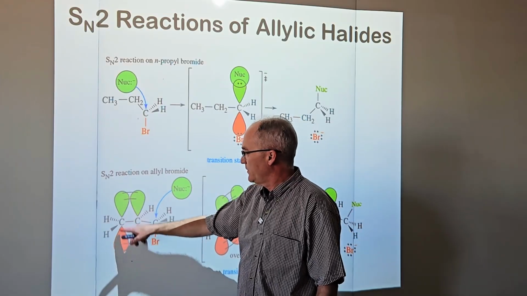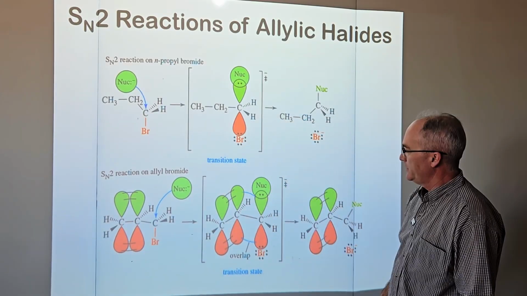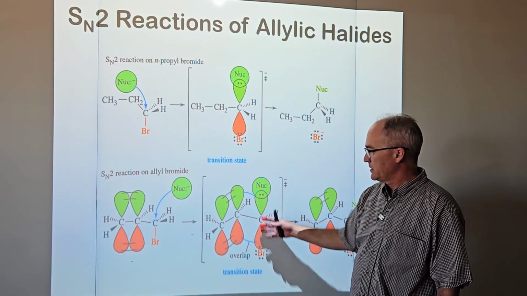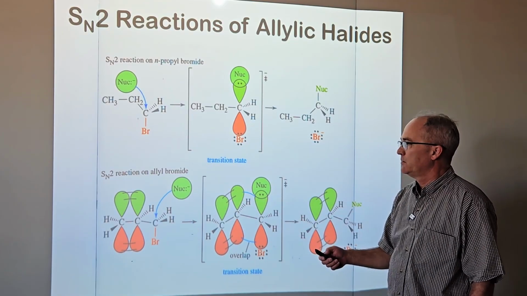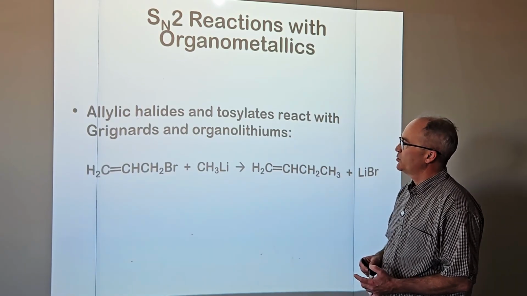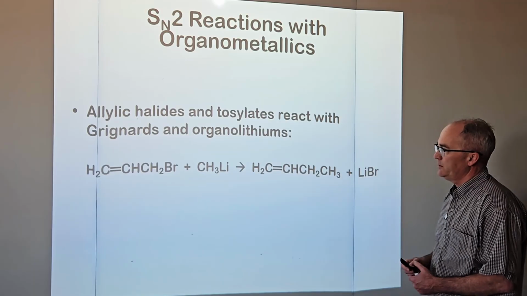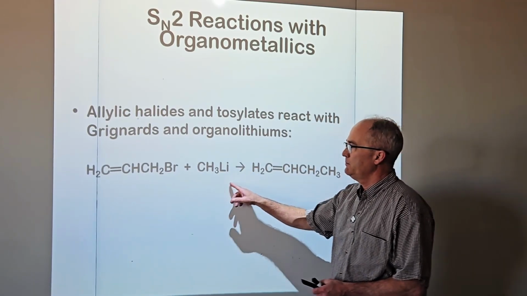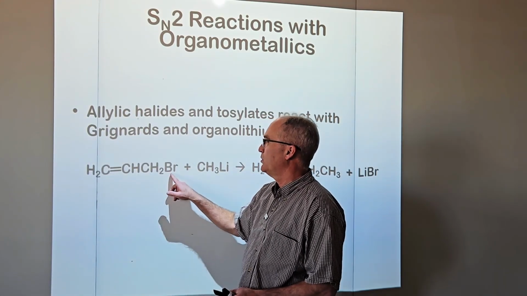Now here we have the double bond, and in the transition state, we get this nice overlap. So an allyl bromide reacts quicker. Allylic halides and tosylates react with Grignards and organolithiums. Here's an organolithium. Here's straight up allyl bromide.